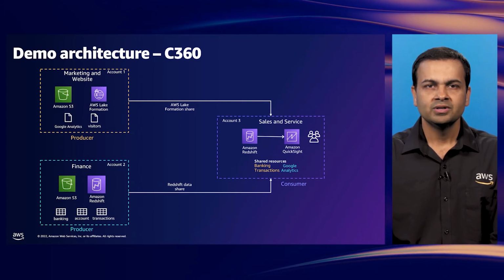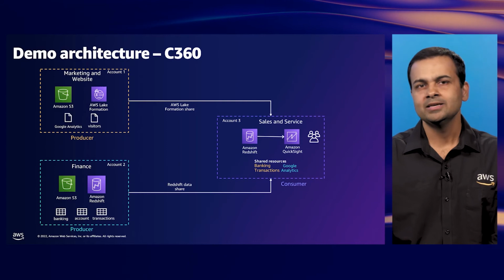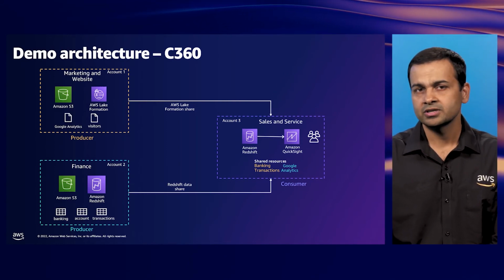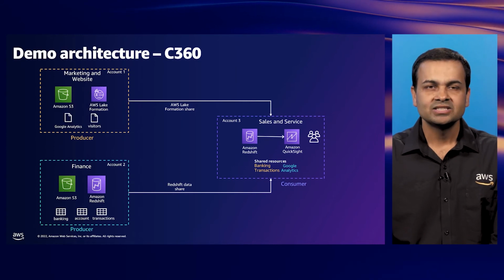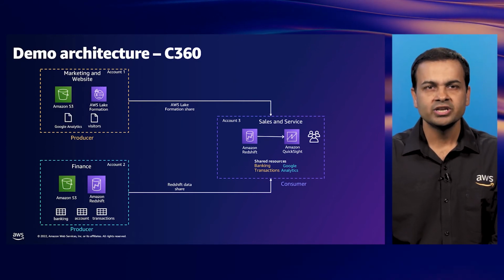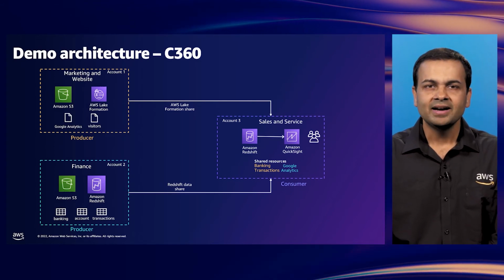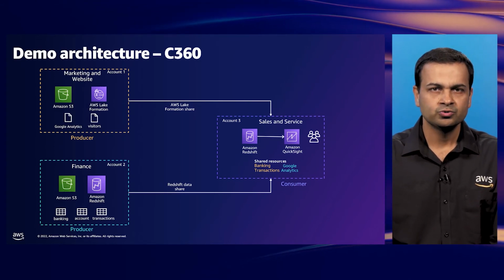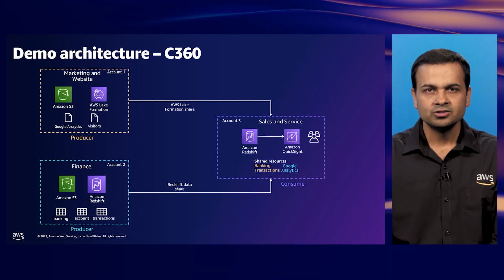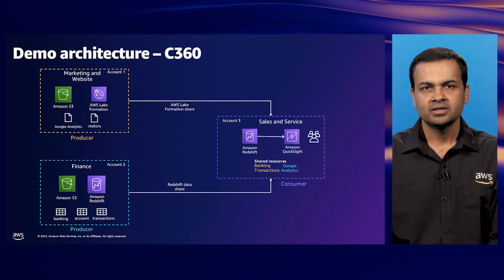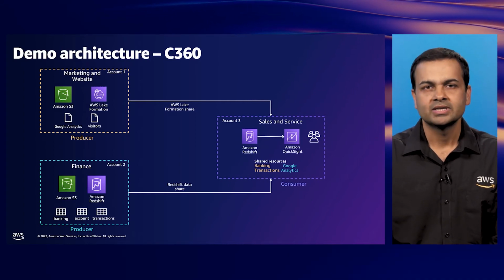So in the demo, we'll first show how the marketing team can share data with the sales team using AWS Lake Formation cross-account sharing. And then next, we will show how the finance team can share data with the sales team using Redshift data sharing. And then finally, we'll show you a dashboard using Amazon QuickSight that connects to the Redshift cluster in the sales account and brings all of this data together to provide a unified view of the customer.